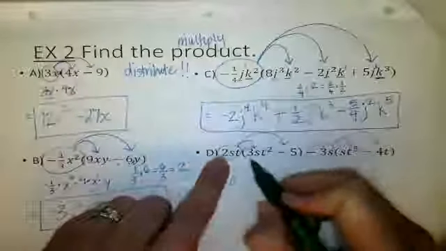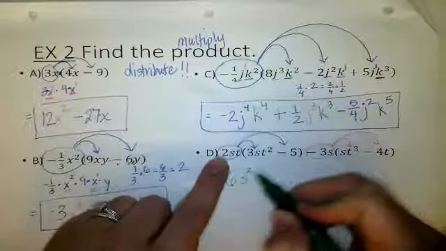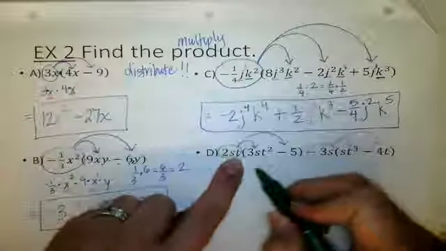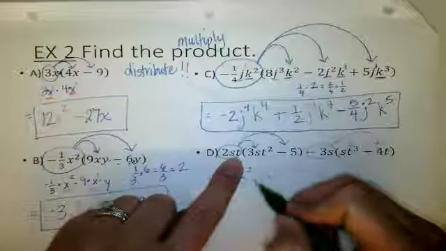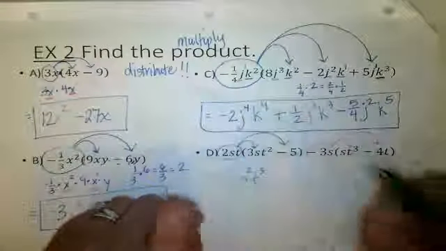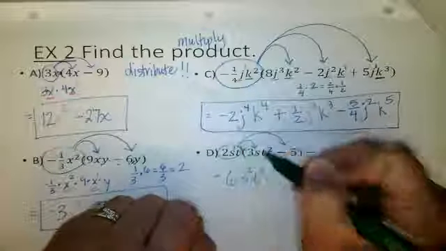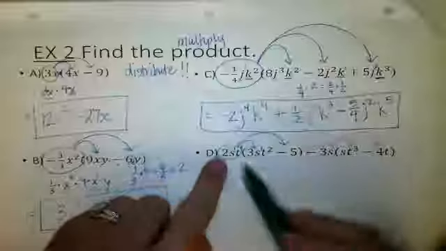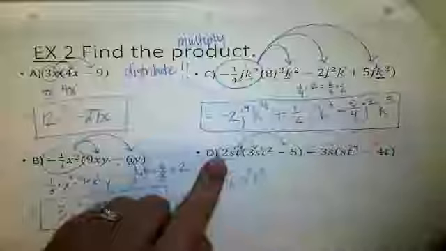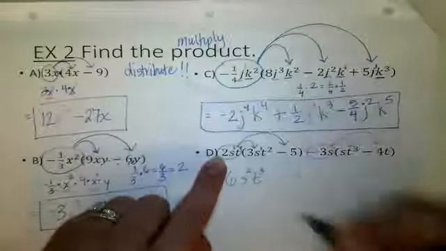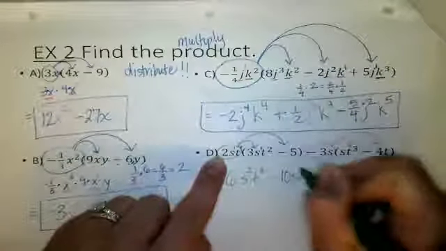6. 2 times 3 is 6. S squared, very good. S times s is s squared. And then t to the 3rd power. Very good. Remember, these all have their own little exponents of 1. What is 2st times negative 5? Negative 10st. Very good.